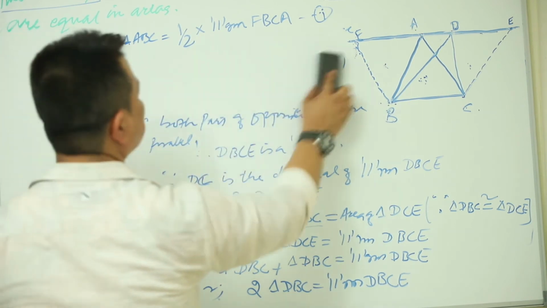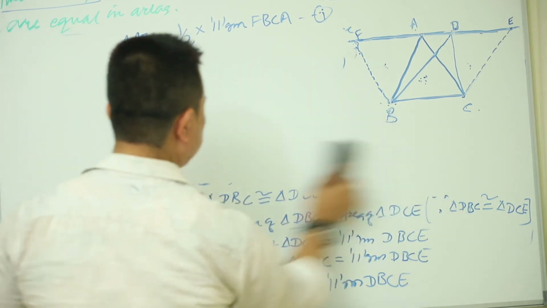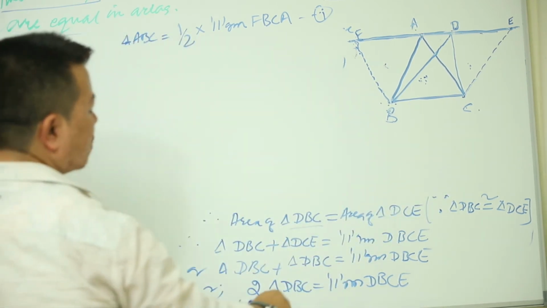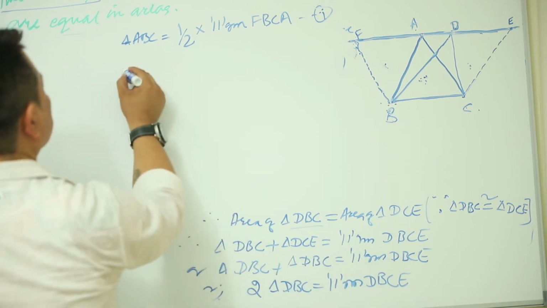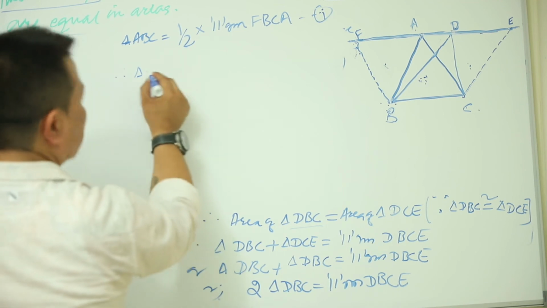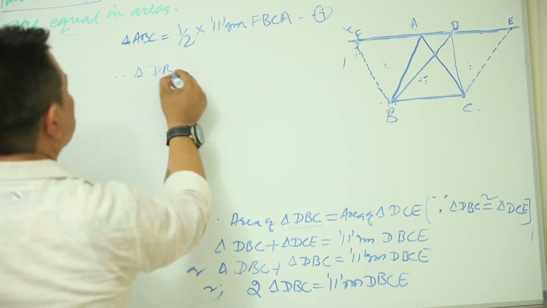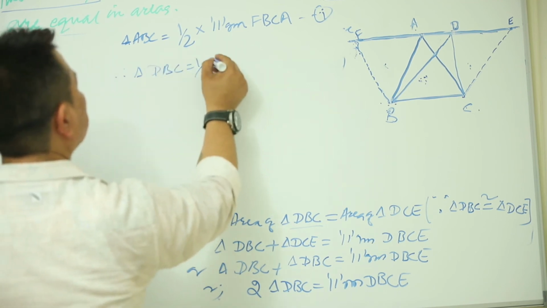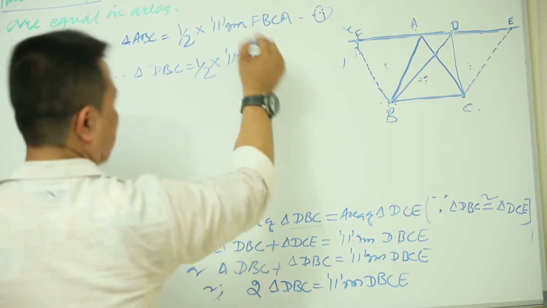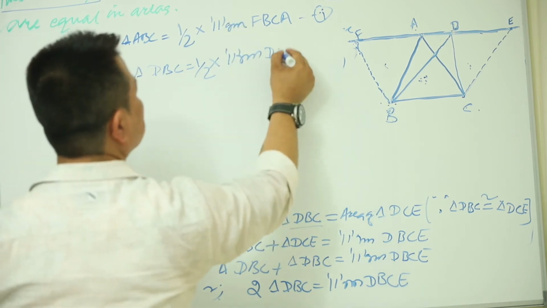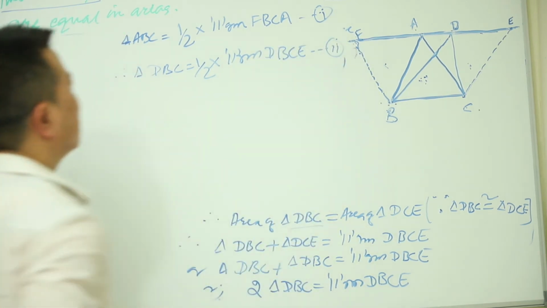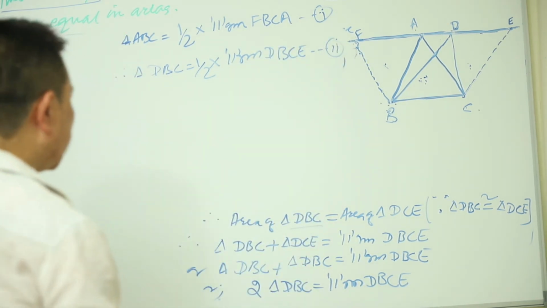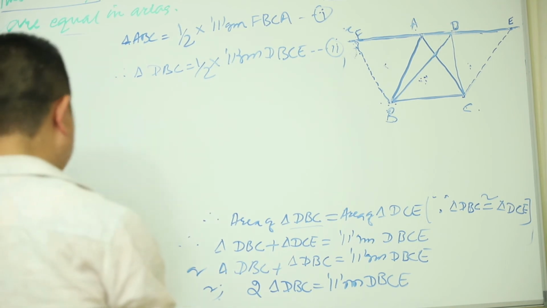Now you can do simple simplification, and when you simplify, when you send 2 on the right hand side, it will go as a denominator. So you can write it as, therefore, triangle DBC is equal to half into parallelogram DBCE. This is equation number 2.